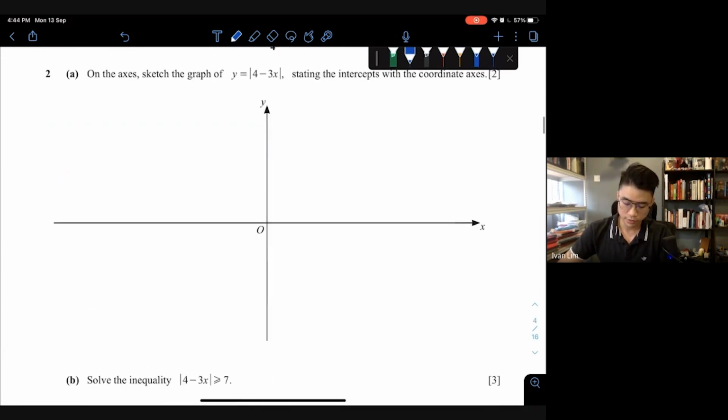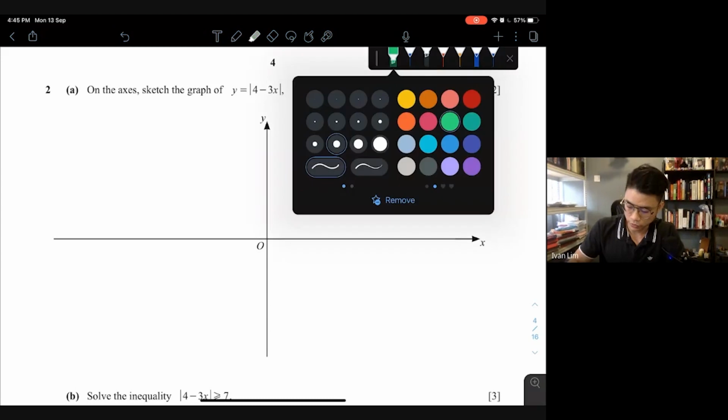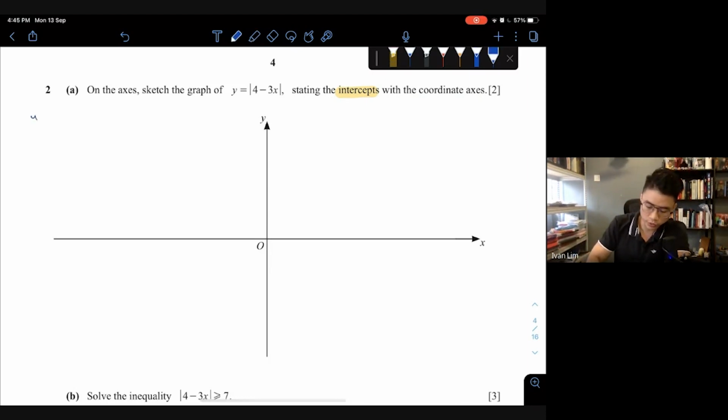Okay, second one. On the axes, sketch the graph of y equals modulus of 4 minus 3x, stating the intercepts with the coordinate axes. So we've got to state the intercepts. Number one, we need to know the shape of this equation. If you are getting confused about how to draw a modulus graph, I always advise drawing the original graph first. So you draw y equals 4 minus 3x first before you sketch it out.